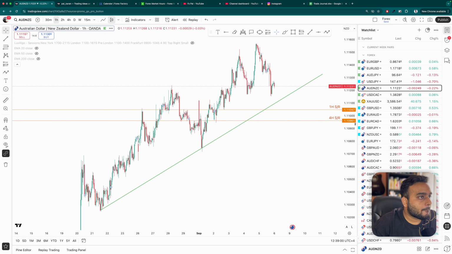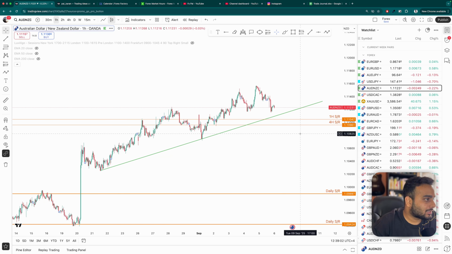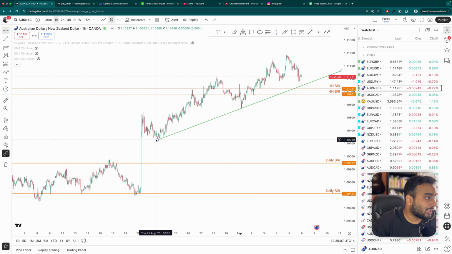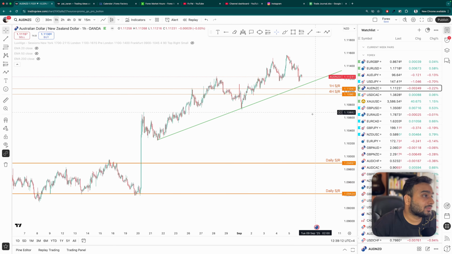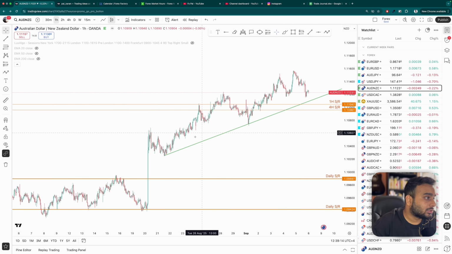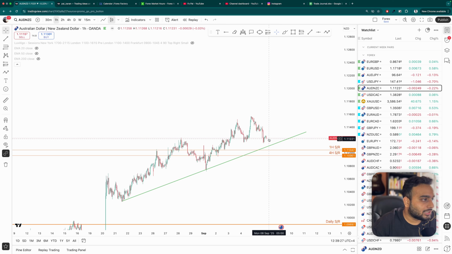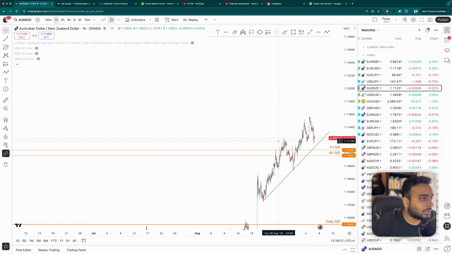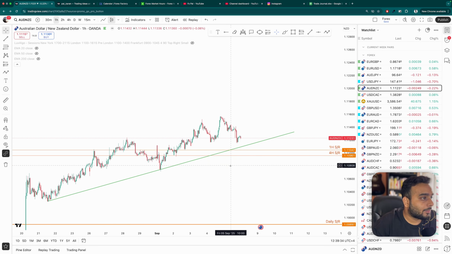AUD NZD, price, we see a really nice trend line, but we only have two touches right here. Okay, we are not sure whether it is a real trend because this is just a previous low, higher low, and the current higher low connecting together and then forming this trend line. So if the price starts rejecting right here, I think we can consider a buy position.